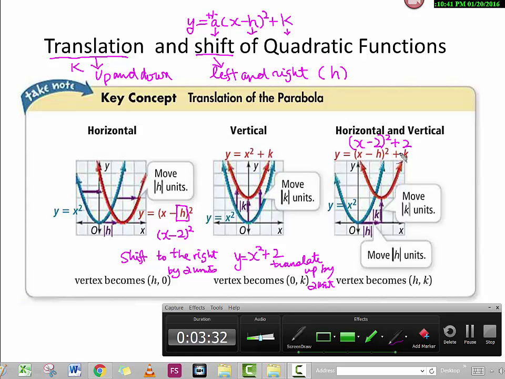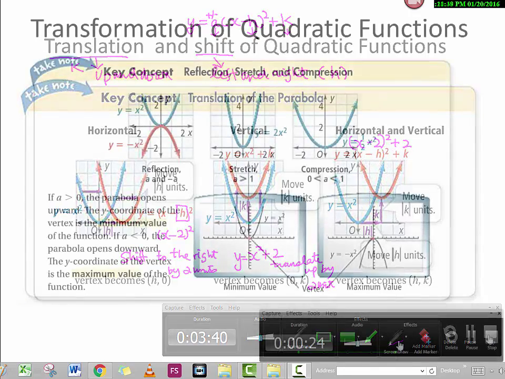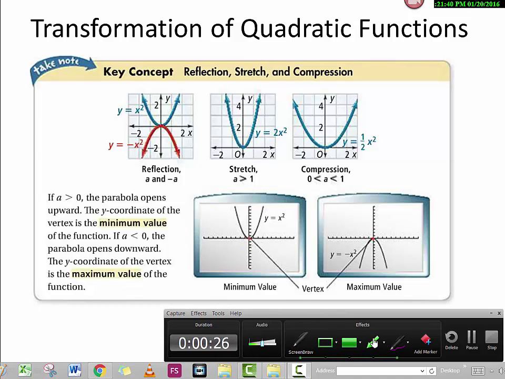Does it matter which one we go first? It doesn't matter. You can say it goes up by 2 first and then you shift to the right by 2. Now we're going to talk about the last 3 transformations of quadratic functions, which involve reflection, vertical stretch, and vertical compression. So I have to highlight this for you. Before I start, I have to rewrite the generic formula of a quadratic equation in vertex form one more time.